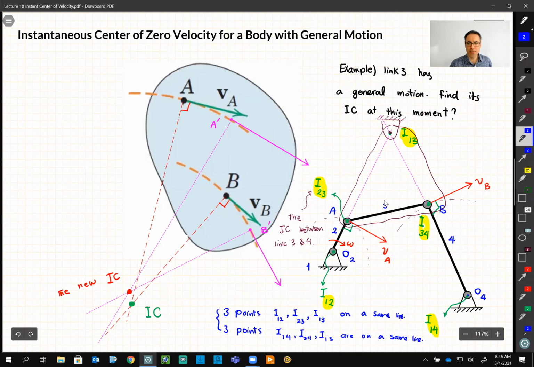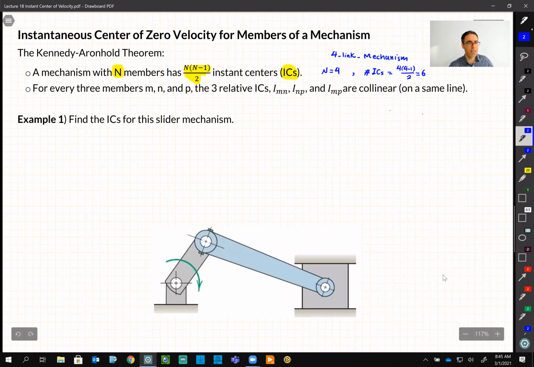So let's move back. Now let's see how many we found here. 1, 2, 3, 4, 5. We need another one, which we are going to find. We find 3, 4, 2, 3, 1, 2, 1, 4. Okay, so that's the first theorem. We'll get to the second one. The second one is more important.